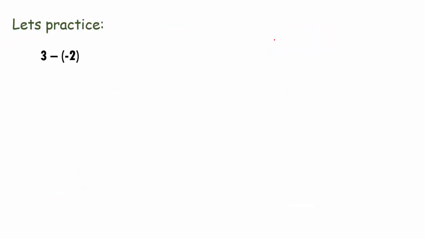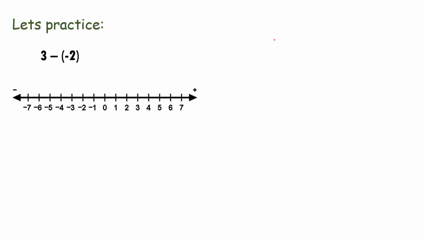Let's look at some examples together before we move on. Let's practice with this: 3 minus a negative 2. Well, you might want to fall back on remembering 3 minus a positive 2. When we subtracted a positive last night, we moved left. So now when we subtract a negative, we have to go opposite of that. Instead of moving left, we need to move to the right, and that's important. So we start at 0 and we go to 3.